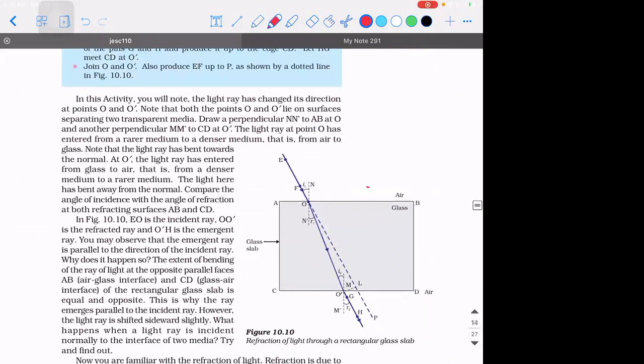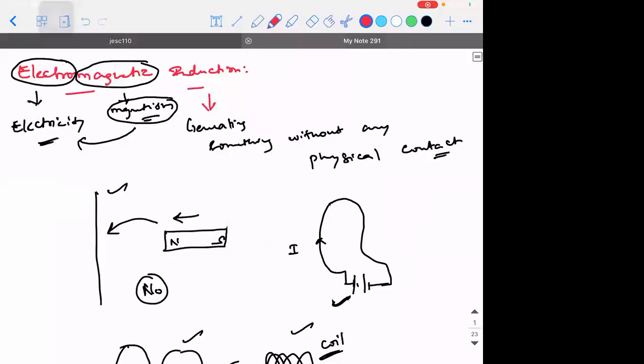Next, do you know how the refraction through a glass slab takes place? Did you do this activity in school? We didn't do the activity, but we don't know how it works. You know how it works, right? Okay. So I will show you a mathematical expression for it.